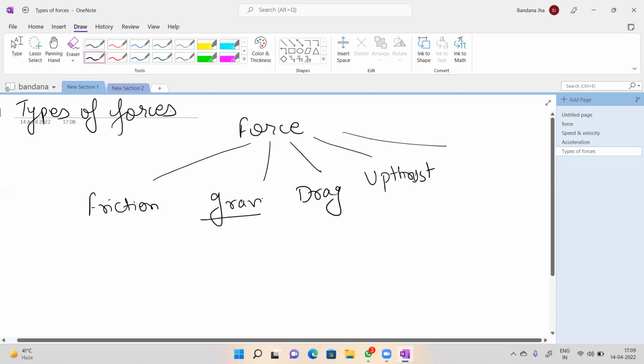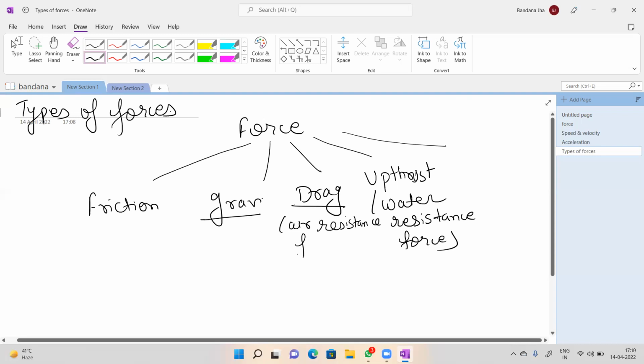Very good. And then, this is obviously for what? Water resistance force is known as what? Upthrust. Drag force is what? Air resistance force. Understood? Anything else? Push and pull. That is known as force.